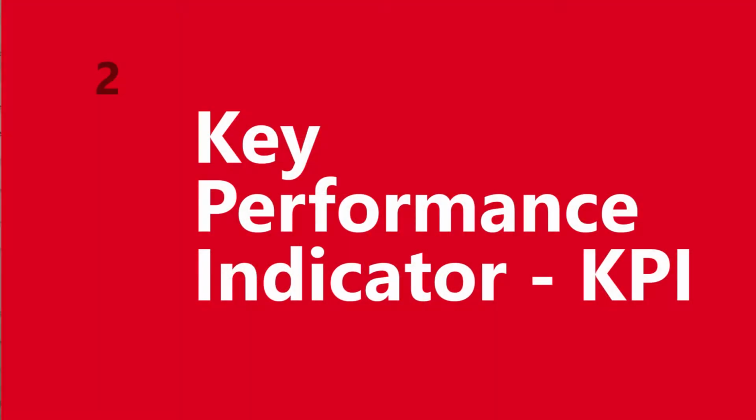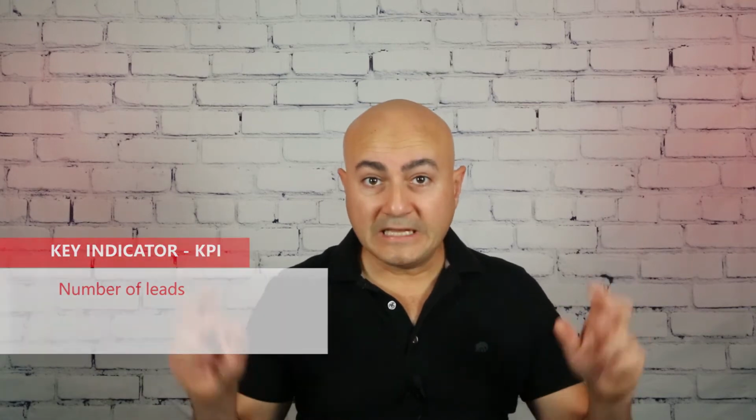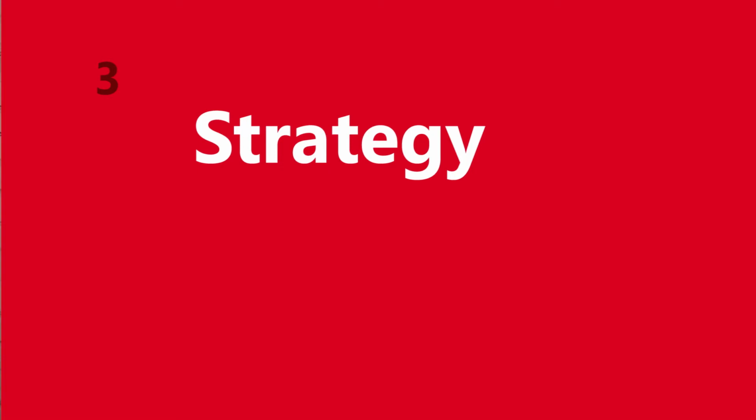Number 2. Come up with the goal indicator for each of your micro objectives. This means you need to define what you'll be measuring to reach your outcome. These key performance indicators are known as KPI. For both our micro objectives, we're going to use the number of leads as our KPI. Number 3, define your strategy for each of your micro objectives.